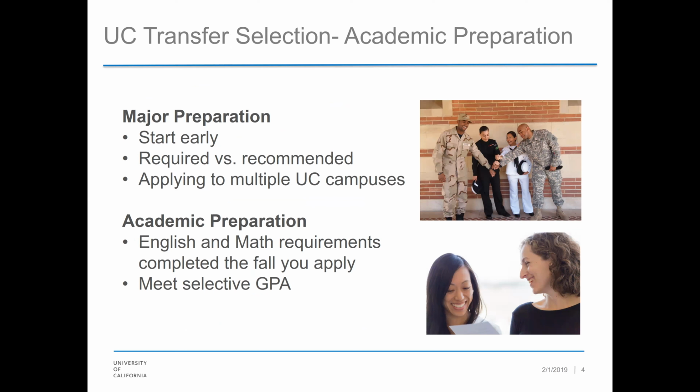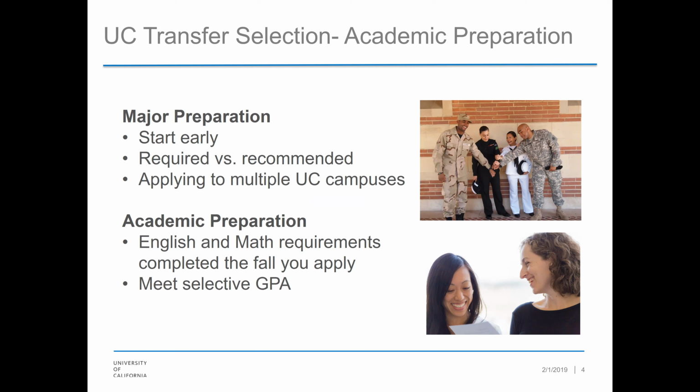UC transfer selection and academic preparation. For many of our campuses, we require what we refer to as major preparation. Major preparation is simply taking courses in the major of interest that our faculty at UC have determined you need to complete prior to coming to UC. Some of these are required and sometimes these are recommended, but we highly recommend students start early in pursuing these courses because, again, at many of our campuses, these are sometimes requirements.